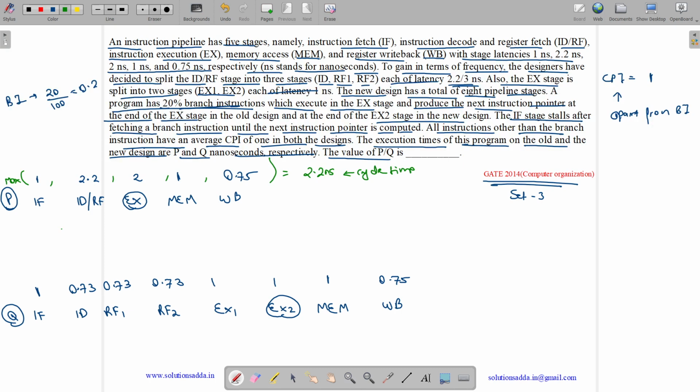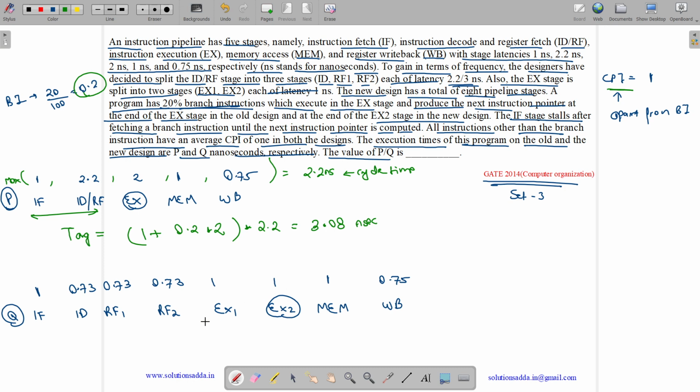Now, what is the average time for execution of an instruction? The CPI is 1 only, so it is 1. But we have some extra time for branch instructions. We have 0.2 branch instructions, and each branch instruction will take a penalty of 2, because the next instruction pointer is available at the end of the execution stage in the old design. So we have a penalty of 2 times the cycle time. The cycle time is 2.2 nanoseconds, so the average time comes out to be 3.08 nanoseconds.